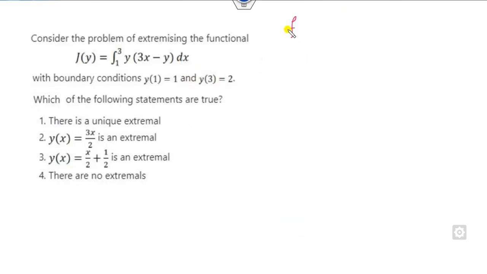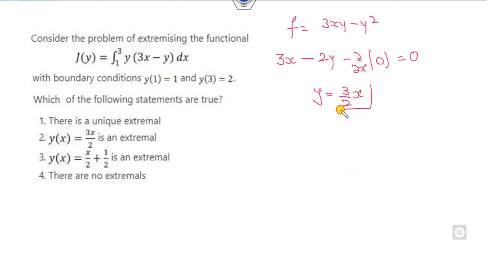Okay, now we can consider here 3xy minus y square. Which of the following is here? Okay, we can apply the extremal. So the partial derivative of this will be 0. So it means y is equal to 3 over 2x.